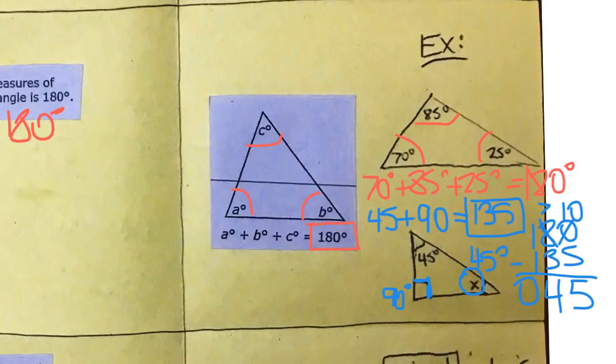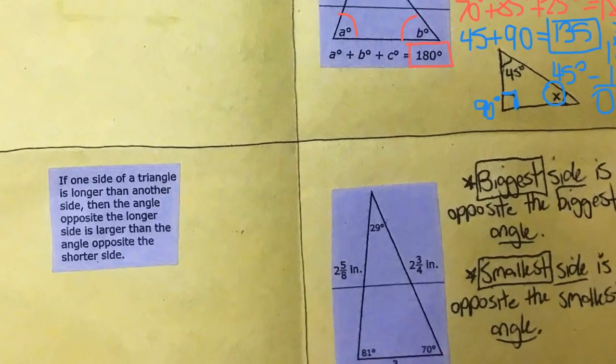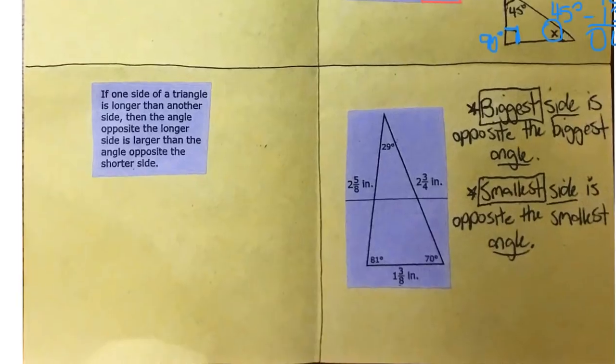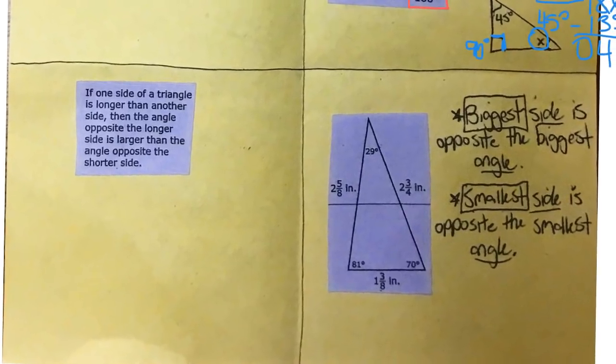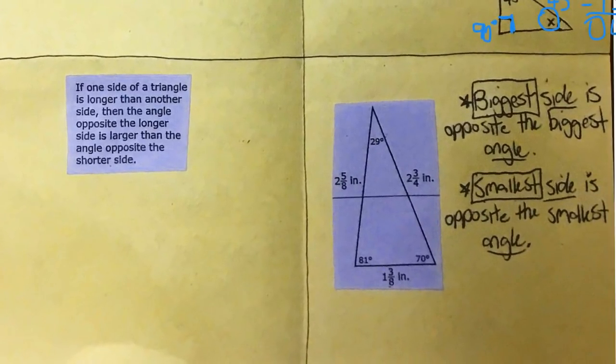Now, our last one. Our last one seems really complicated when I read this first definition, but once I show you, you're going to be like, oh, that makes sense. Okay, so this one is our opposite side angle theorem. This one says, if one side of a triangle is longer than another side, then the angle opposite the longer side is larger than the angle opposite the shorter side. So, I know that sounds like Spanish right now. Let's look over at an example.